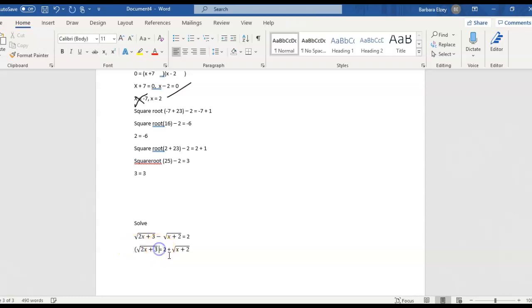So I will square the left side. And here's where we want to be careful. On the right side, we can do these separately. We have to square this entire quantity. Okay. All right. So on the left side, since we're squaring a square root, it just pops out as 2x plus 3.